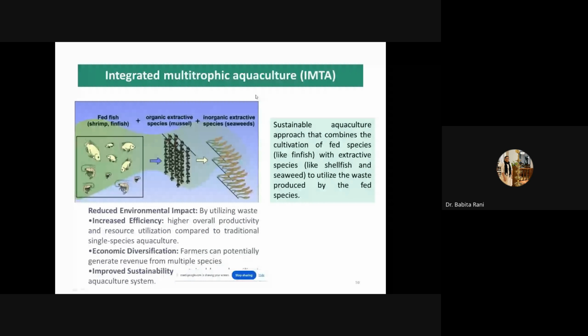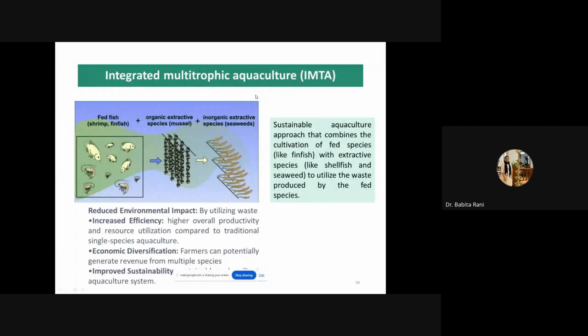Then we go for organic extractives like mussels. We can use mussels, freshwater pearl mussels, or anything which is also compatible. And then inorganic extractives: we can go for seaweeds in the case of marine. In the case of freshwater, we can use any plants which are of commercial value. So economic diversification and sustainability can be achieved.